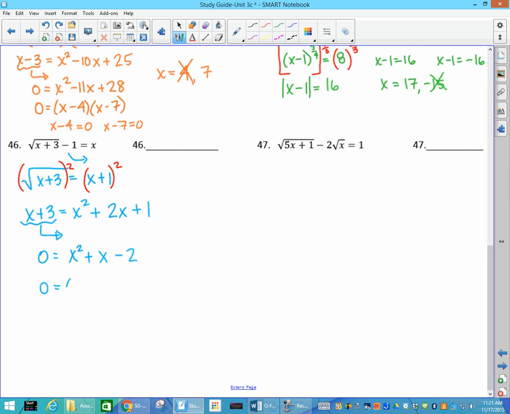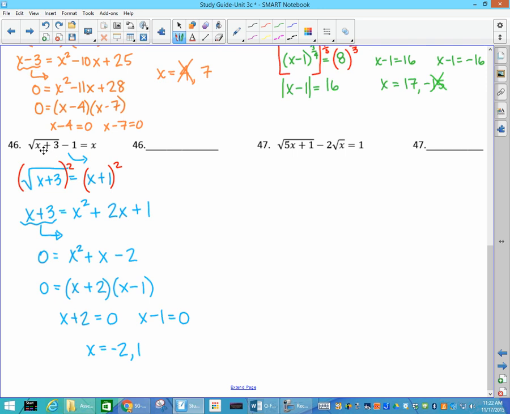Pause if you need help, if you want to try to factor it yourself. That becomes x plus 2, x minus 1. And so I set each factor equal to 0. x plus 2 equals 0, and x minus 1 equals 0. And so that tells me that x equals negative 2 or positive 1.